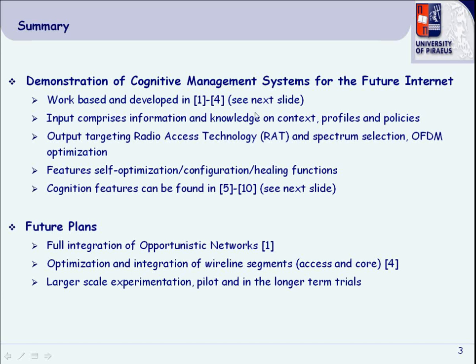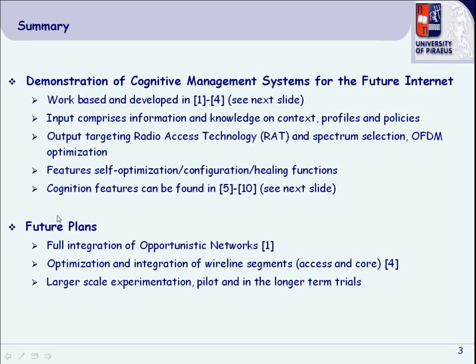In summary, this video was on the demonstration of cognitive management systems for the future Internet. It is work based on various projects that have finished or are currently ongoing. The input that we saw was information and knowledge on context, profiles and policies, output mainly on radio access technology and spectrum selection or FTM optimization. There is demonstration of features like self-optimization, configuration and healing, and also there is some background reading in the next slide.